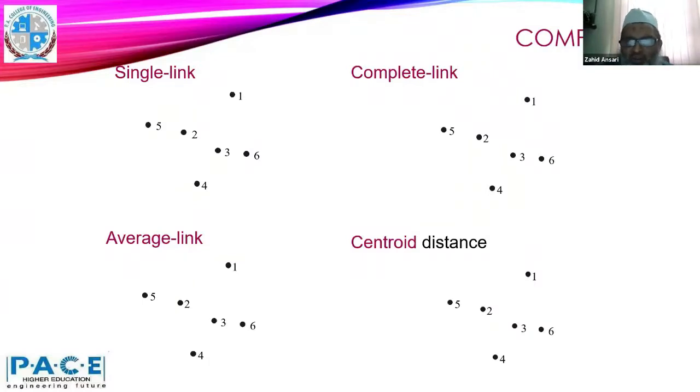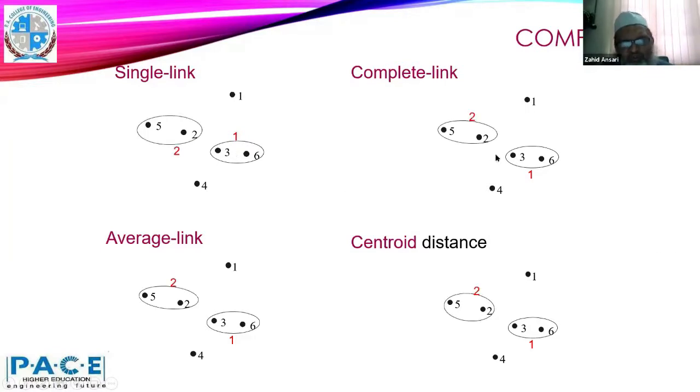So let's say in the first iteration itself, in all the four cases, 3 and 6 got merged because all are single point clusters, so the distance matrix has the minimum distance there. Next is 5 and 2. In all the cases 5 and 2 got merged. Now in the third iteration, in single link 2 and 3 were the closest over here, so it merged this way in case of single link.